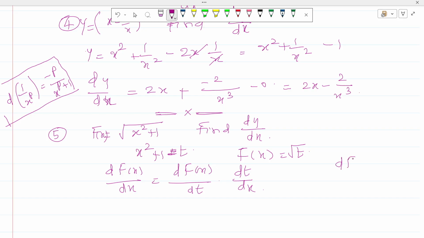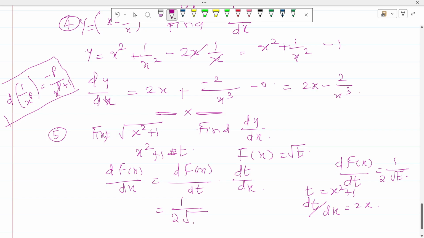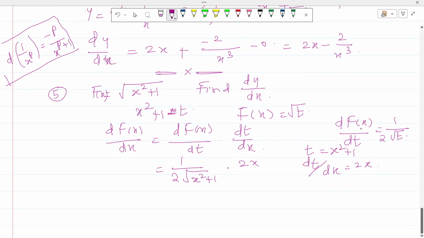What is df of x by dt? That is 1 by 2 root t. But dt by dx we have to find. What is t here? t equal to x square plus 1. dt by dx is 2x. So we have 1 by 2 root of x square plus 1 into 2x. But every time no need to take like that, simply we can solve it.